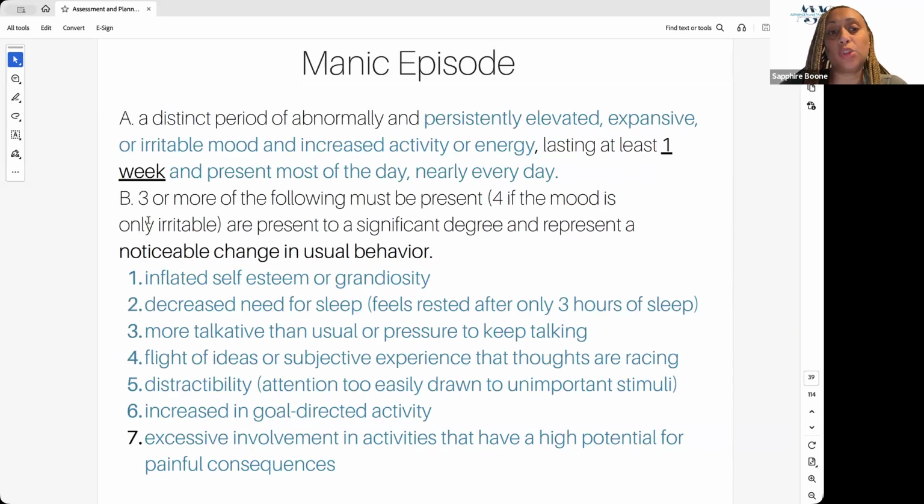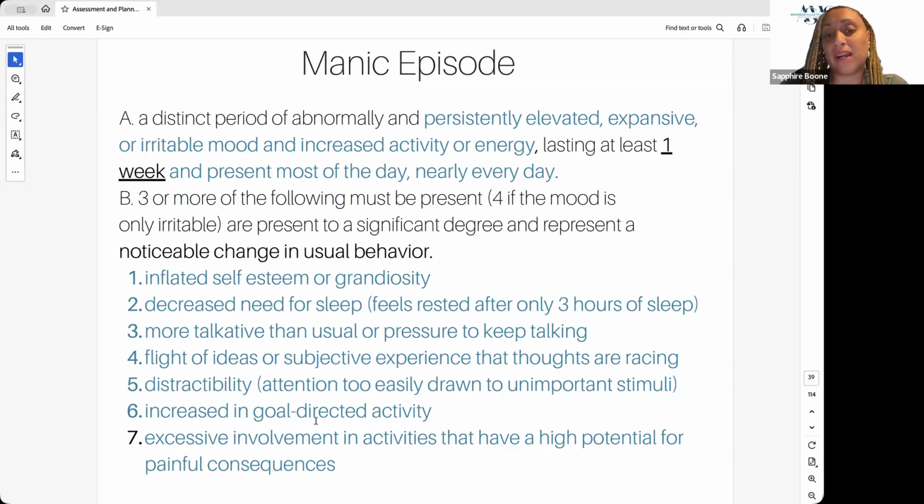You both need three or more present out of the 7. We see this self-esteem, grandiosity, decreased need for sleep, more talkative than usual, flight of ideas, right? Creating a new project. I can understand why you might think anxiety, right? Because it says thoughts are racing, which can be GAD as well.